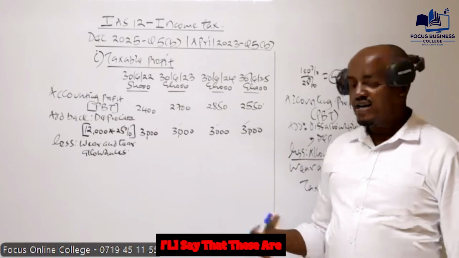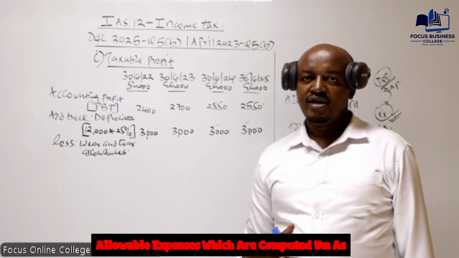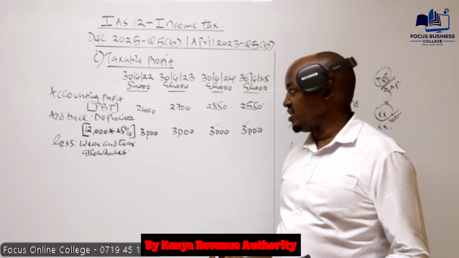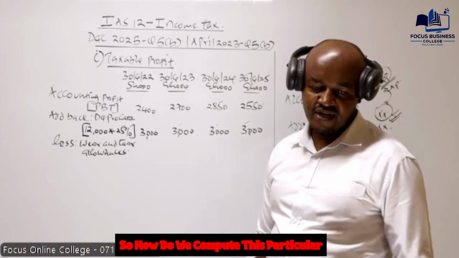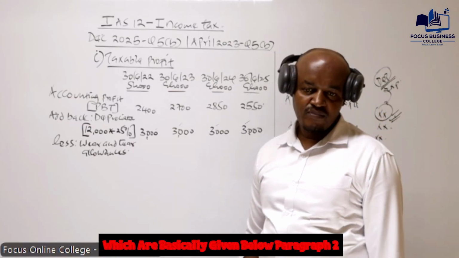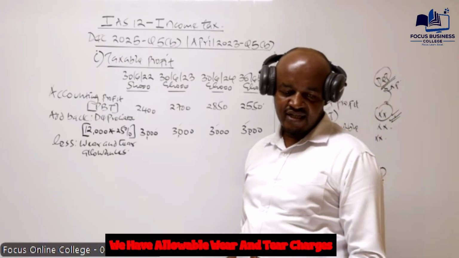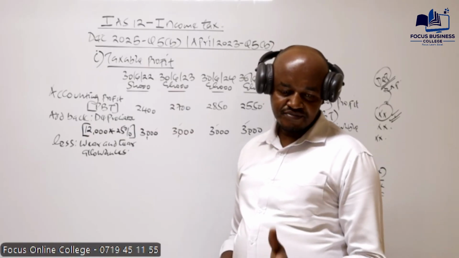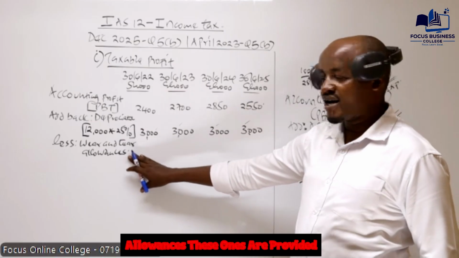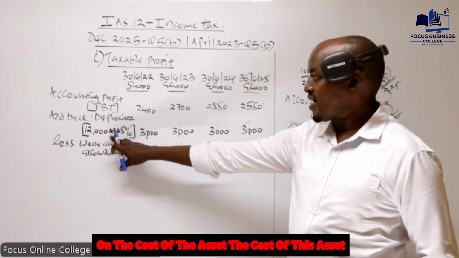I'll say that these are allowable expenses which are computed using the rates issued by Kenya Revenue Authority. So how do we compute these wear and tear allowances? We are going to use the rates given below paragraph 1, where we have allowable wear and tear charges for tax purposes. Remember, these allowances are provided on the cost of the asset.